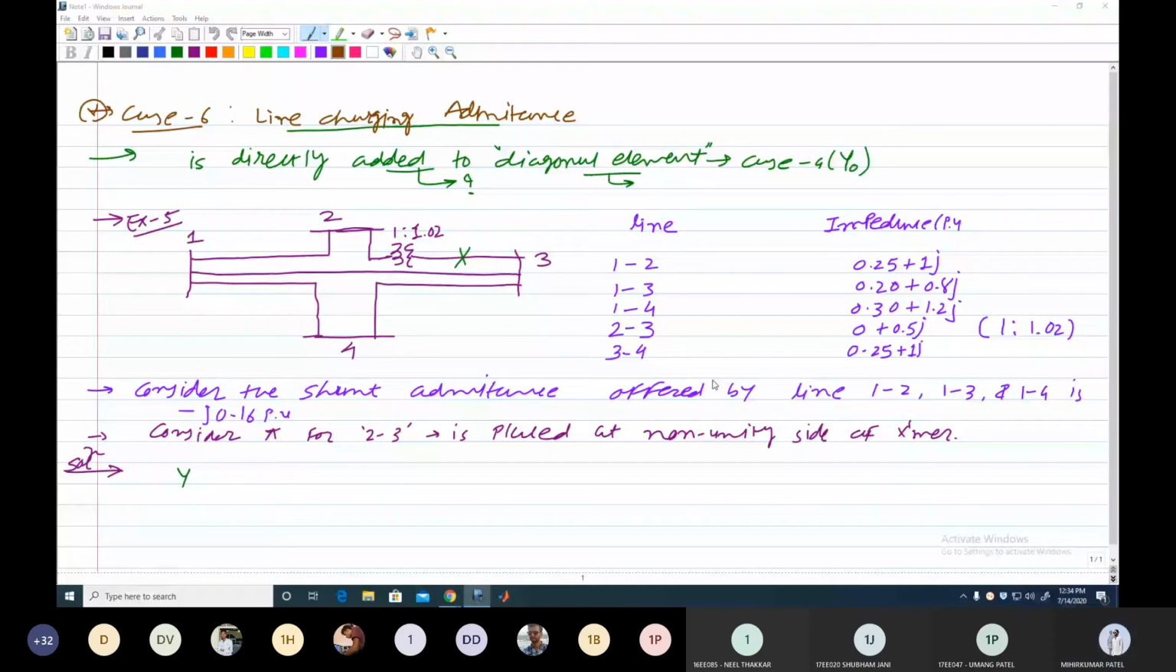Yes. Just remember the case of shunt admittance. So just think about it. What happens if the shunt admittance is offered by the transmission line? At that time, what do you have to do? Just remember the case. I'll write the values of this parameter.